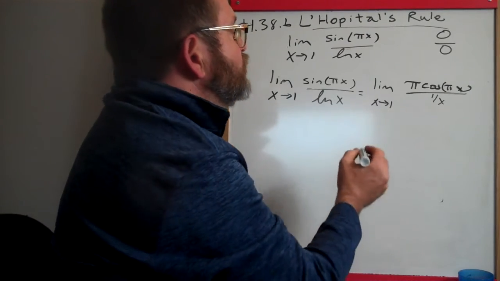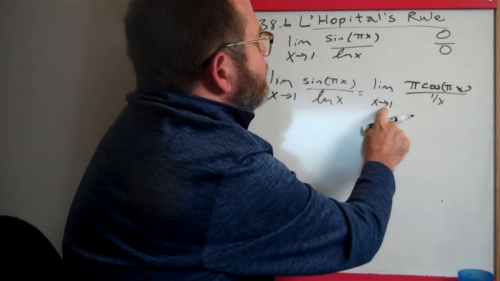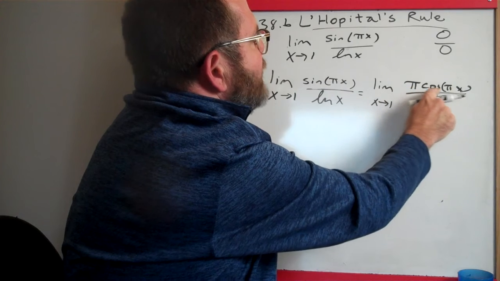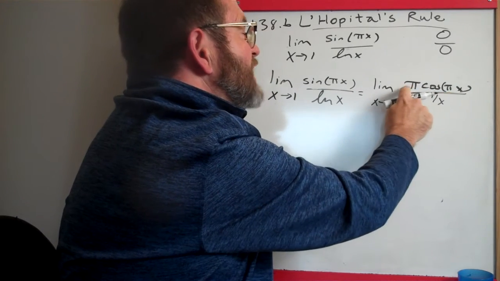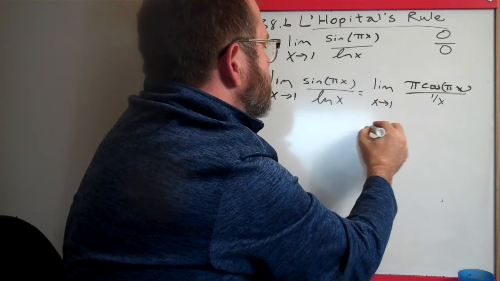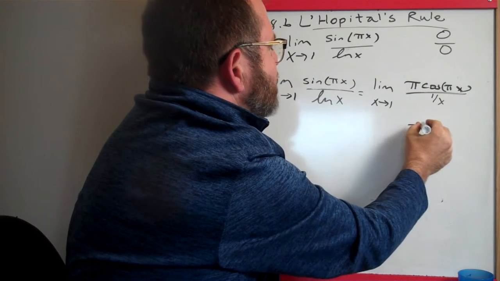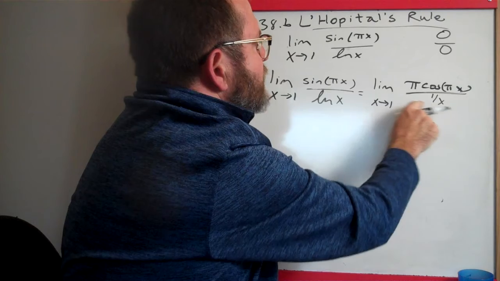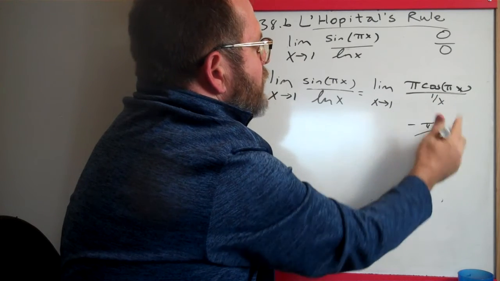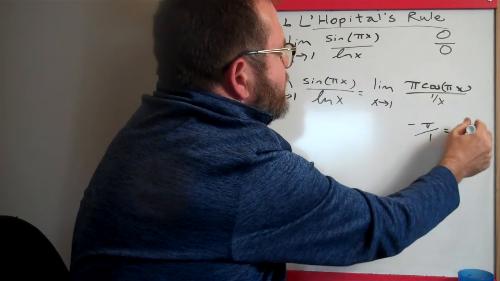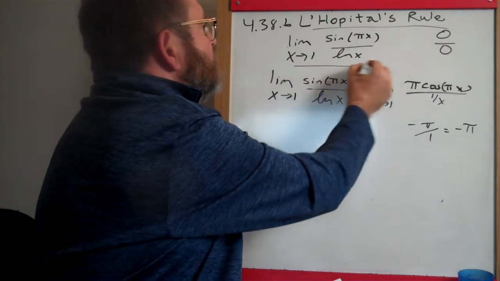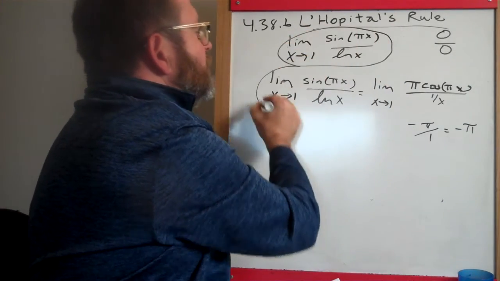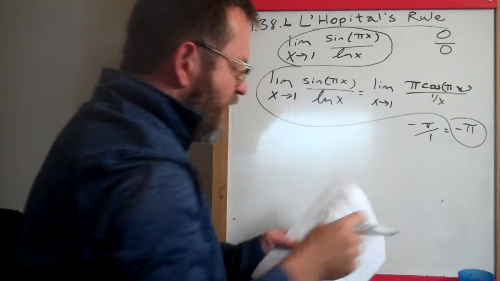Let's try direct substitution now. If x is equal to 1, this is pi times the cosine of pi. The cosine of pi is -1. So that's -1 times pi, which is negative pi. And for the denominator, plug in 1: 1 over 1 is 1. So the answer is just negative pi. So the limit of this expression right here is just negative pi.